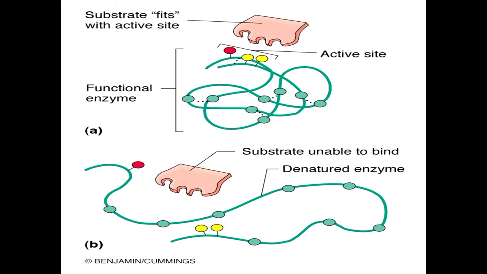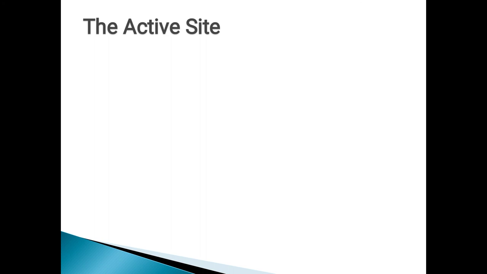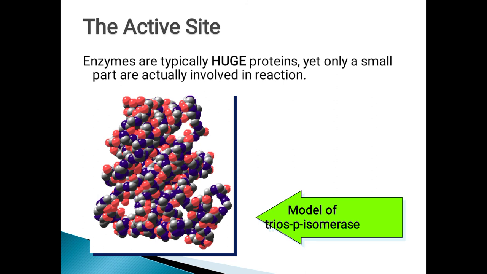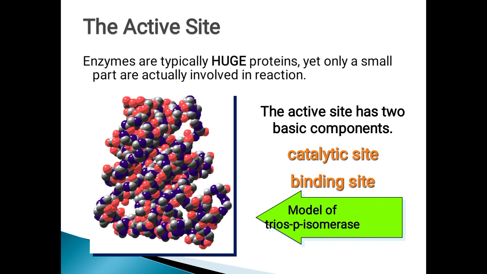So that is the substrate, and the red and yellow colors denote the active site. This active site is fitted to the substrate. That is the functional enzyme. Then the active site. Enzymes are typically huge proteins, yet only a small part is actually involved in the reaction. So the active site has two basic components, the catalytic site and the binding site.